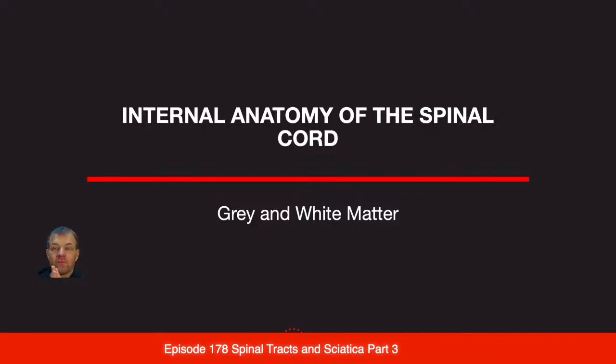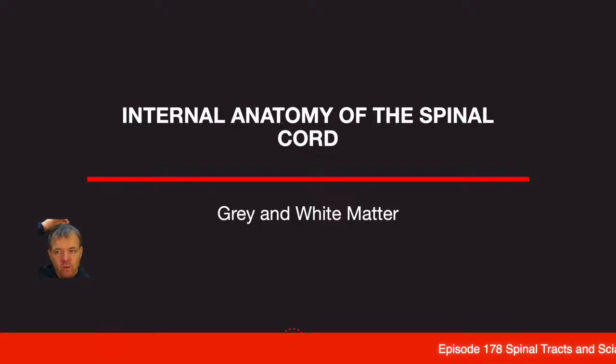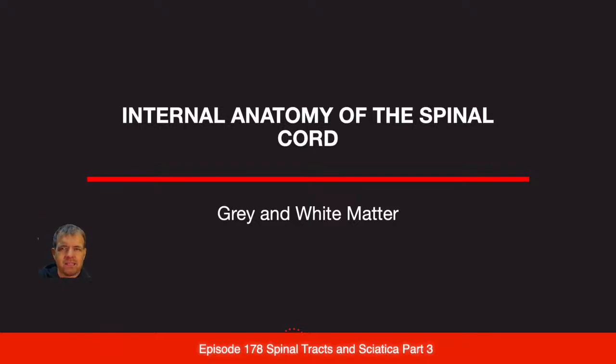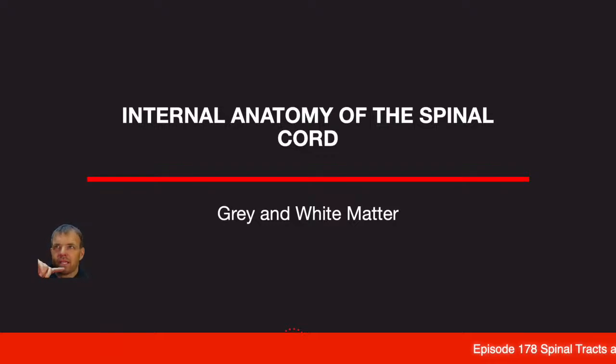So this is a little bit of a recap of the beginning of spinal tracts, and then we'll go into them in a little bit more detail. And then I showed a video, I think it was last week, about something called clonus. So we'll go over that again and why that happens, just to make sure everyone is good with that.